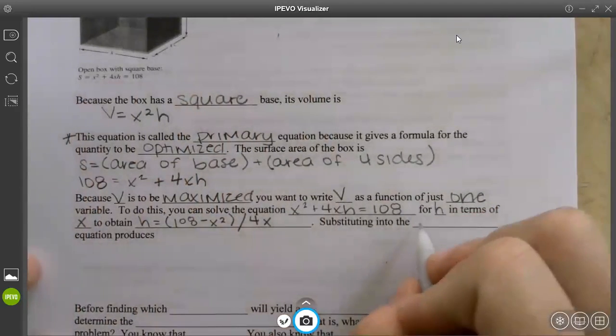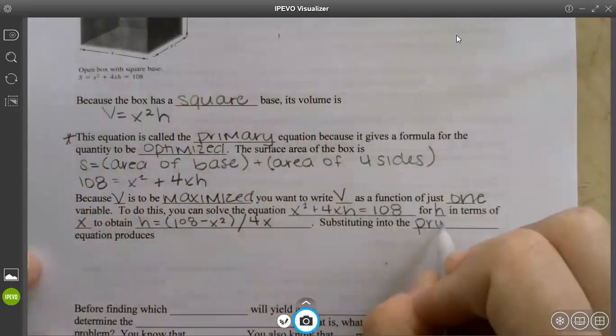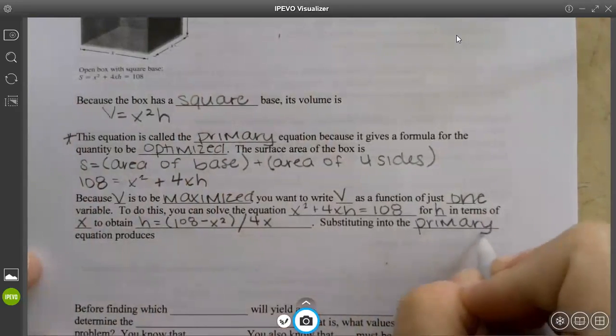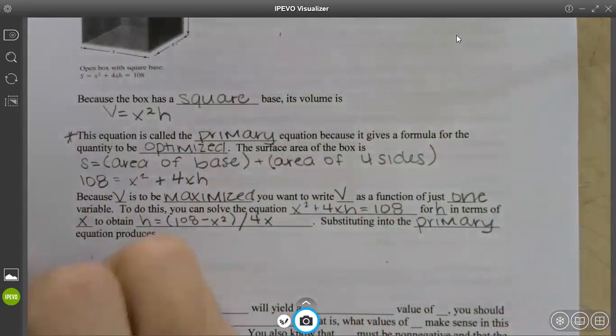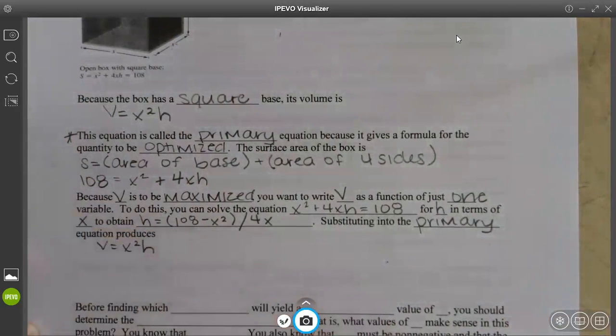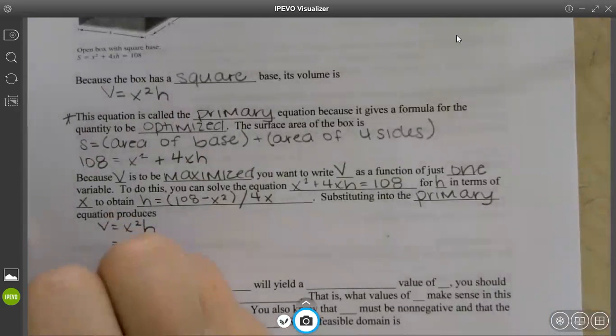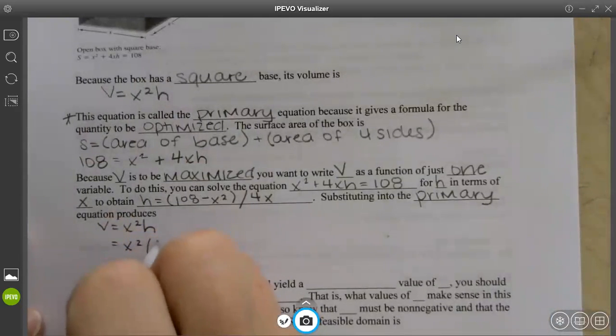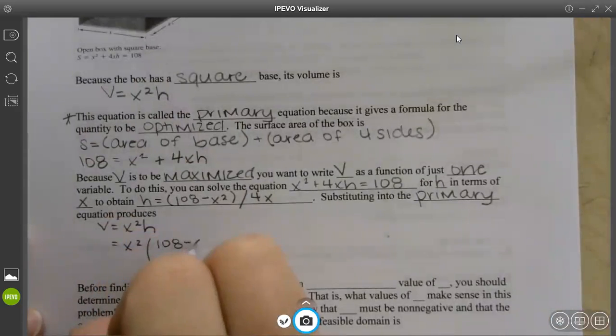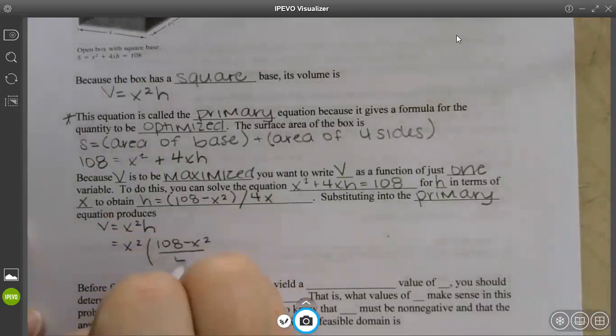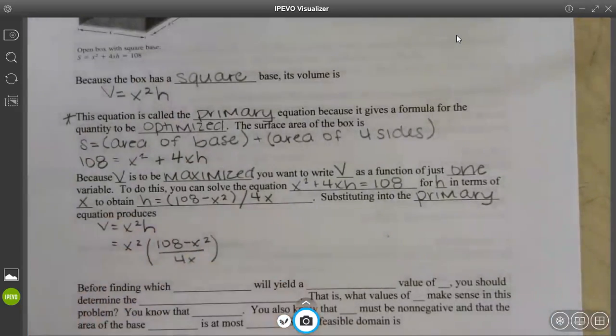Substituting into the primary equation produces, so here's our primary equation. We're going to change h into 108 minus x squared over 4x.